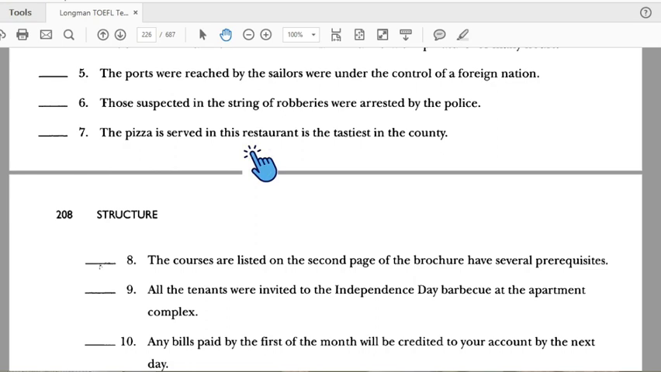Number 7, the pizza is served in the restaurant. Okay, the pizza is the subject, is served in the restaurant. There is a verb, is. This means that we don't need is here. This means that served is an adjective, so this sentence is incorrect.